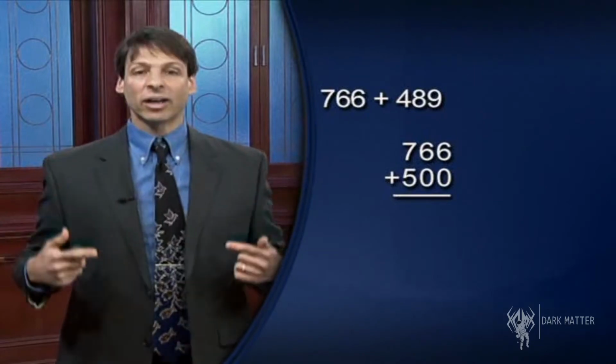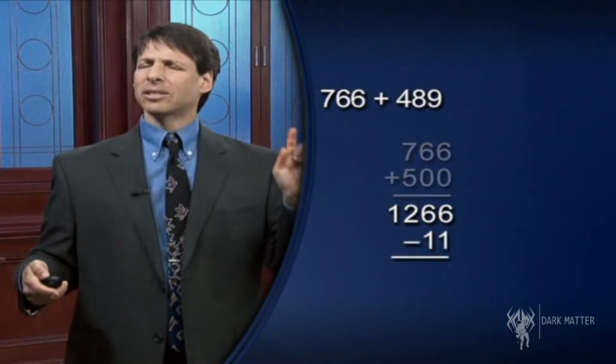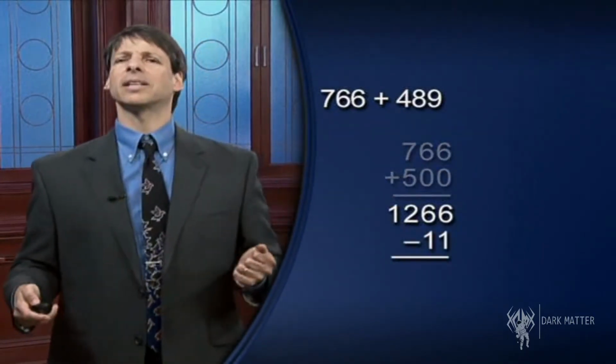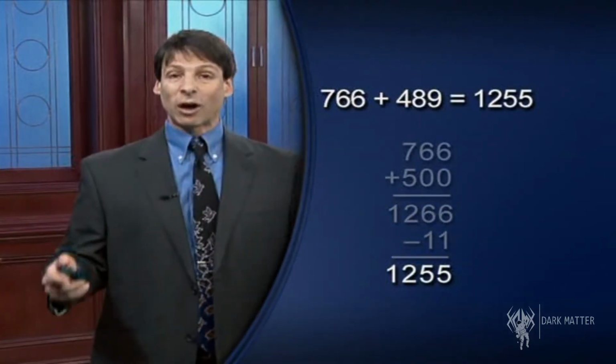And that's easier. 766 plus 500 is 1266. And now what do we do? Subtract 11. 66 minus 11 is 55, so there's your answer, 1255. The lesson here is that hard addition problems, those involving lots of carries, can usually be turned into easy subtraction problems that don't involve any borrowing.